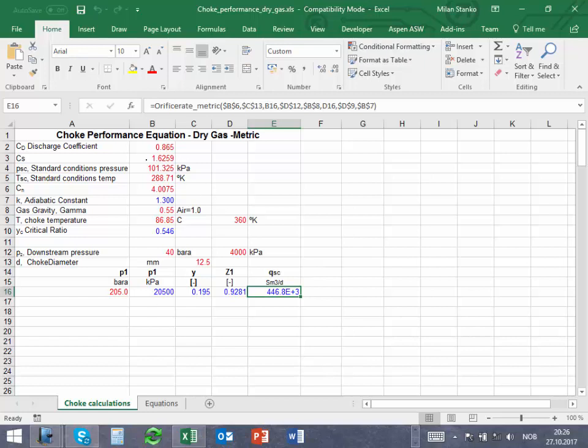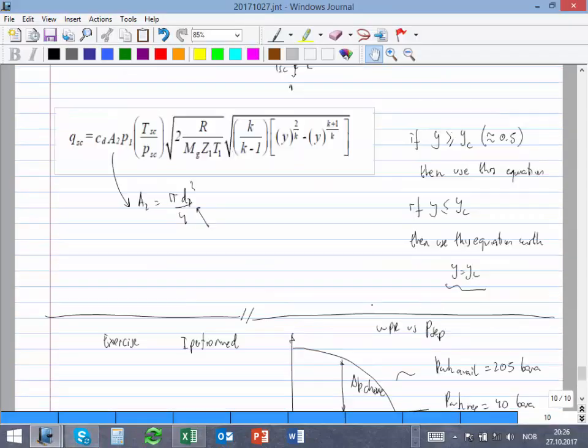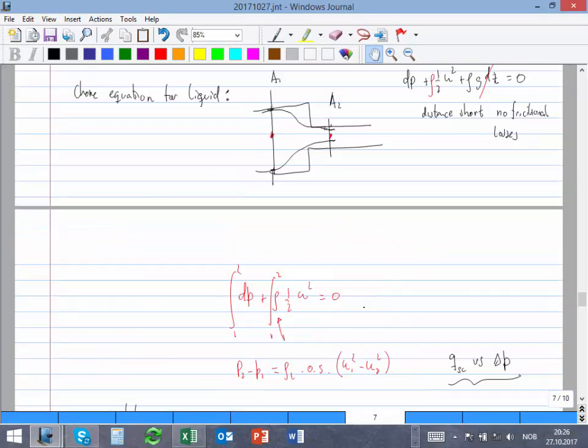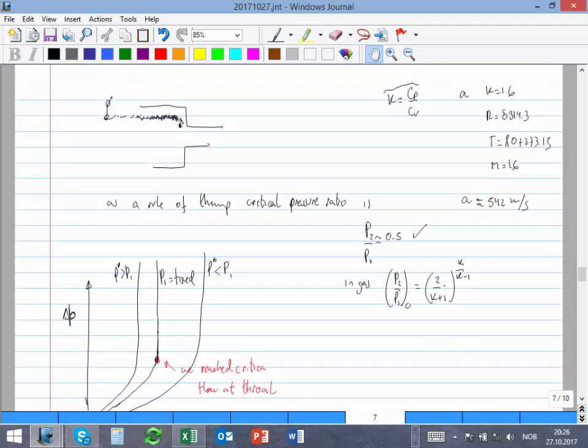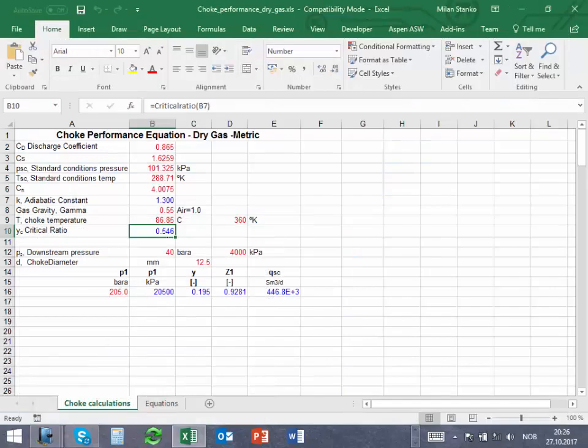That's the discharge coefficient that we're using in the equation. The choke temperature, that's T1. The critical ratio, you see, is very close. That's the equation that I showed you before. I told you it's 0.5, but actually it's not 0.5. It is this equation: (2 over k plus 1) to the power k over k minus 1. That tells you it's 0.546, which is practically 0.5. Temperature, specific gravity, everything you need.